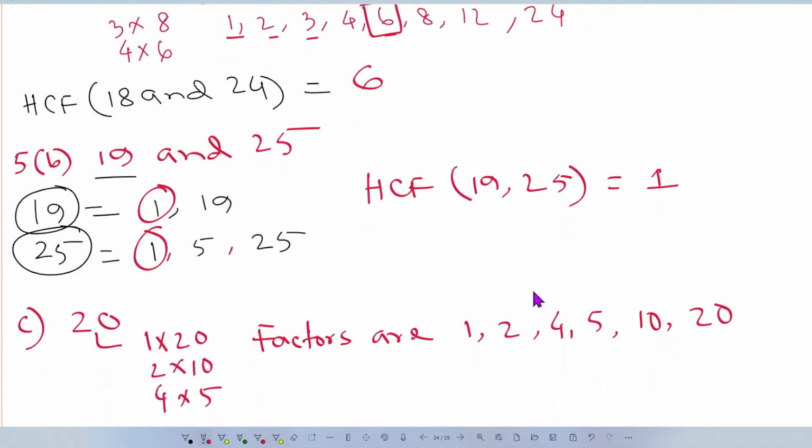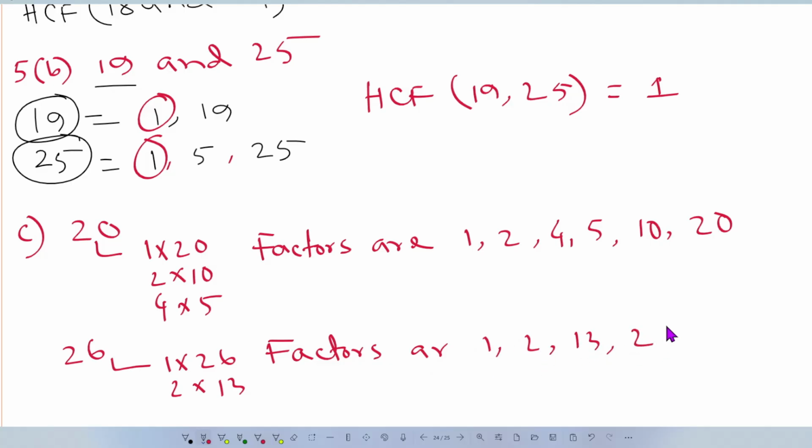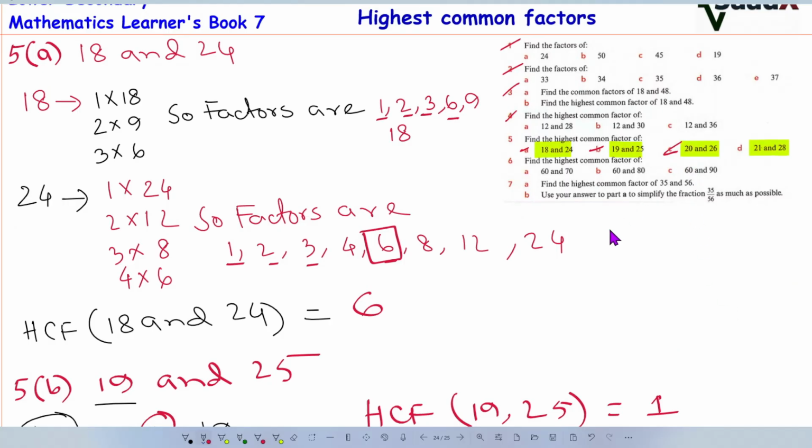And next one is 26. So 26, this one 1 times 26, 2 times 13. Okay, this is enough. So factors are what? 1, 2, 13, 26. So which one is the highest? 2 is a common factor. So we can write HCF of 20 and 26 equals to 2. So number C done.